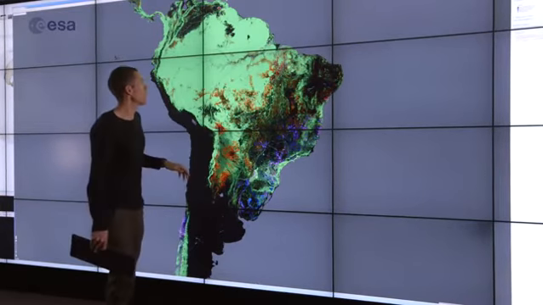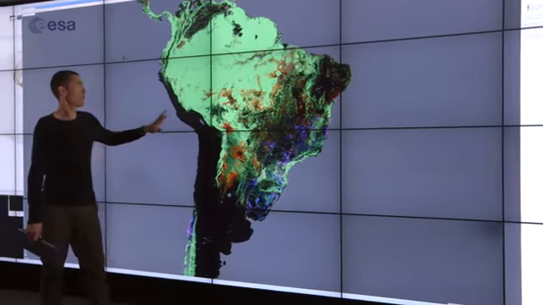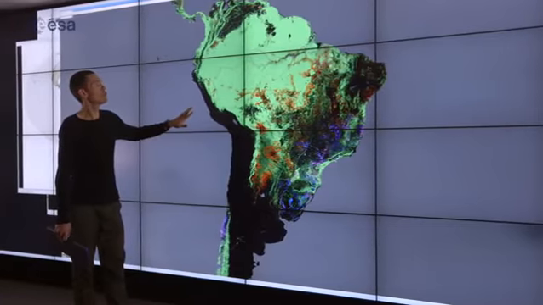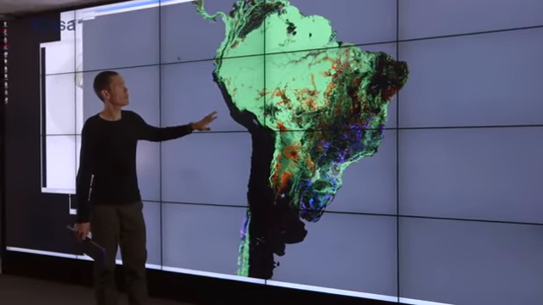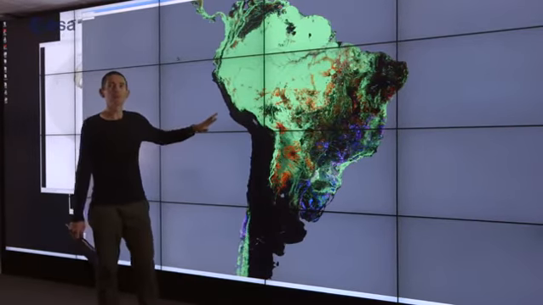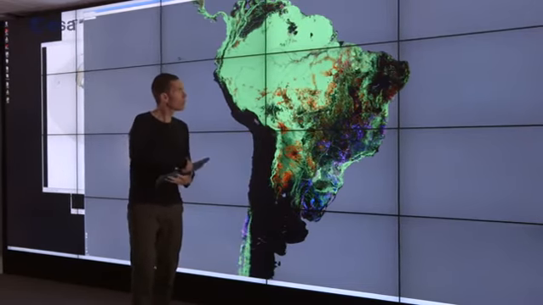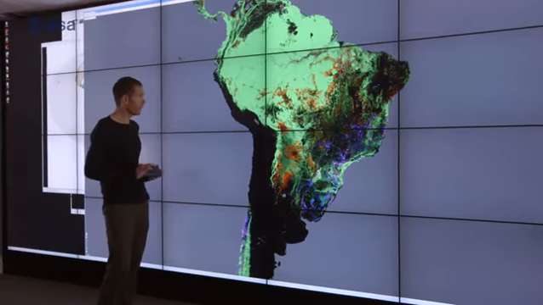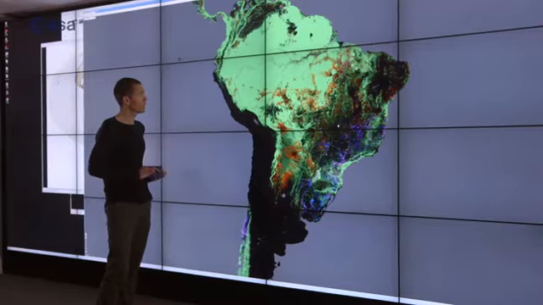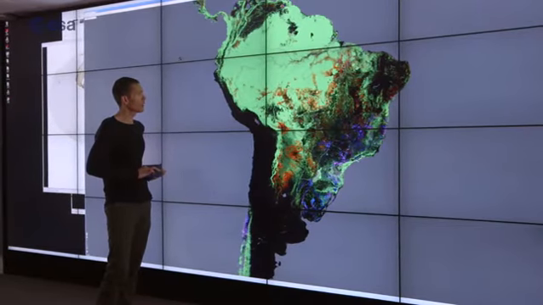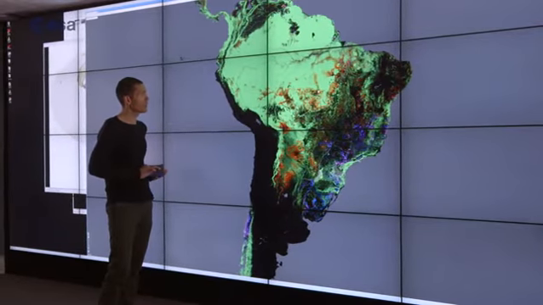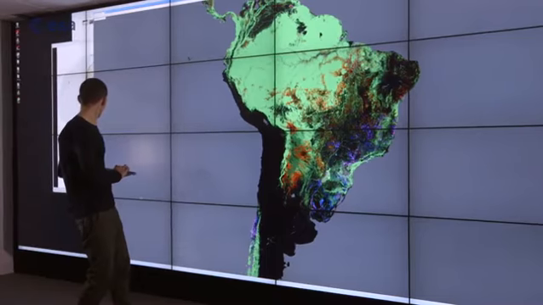This is a lovely image of forest change between 2000 and 2012 as mapped by the Landsat series of satellites. So if we look at this in a bit more detail, and I'd like to zoom in here, we're looking in the South American Amazon here. I can zoom right in.